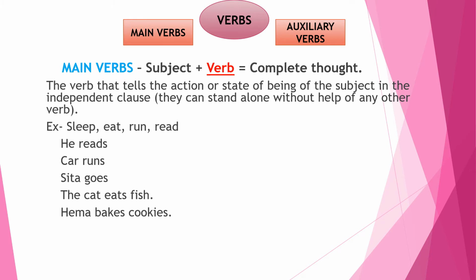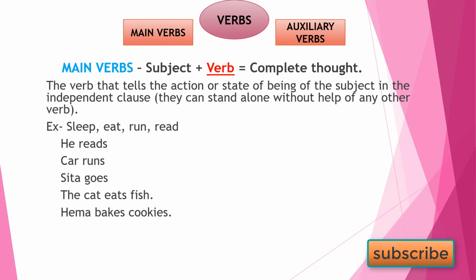So let's talk about main verb and helping verb. Helping verb is sometimes also called auxiliary verb. So main verb: subject plus verb is equal to complete thought. The verb that tells the action or state of being of the subject in the independent clause, and they can stand alone without the help of any other verb. For example, sleep, eat, run, read. So all these verbs can exist independently and provide complete meaning to the sentences.